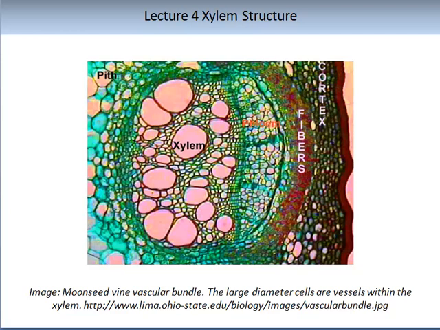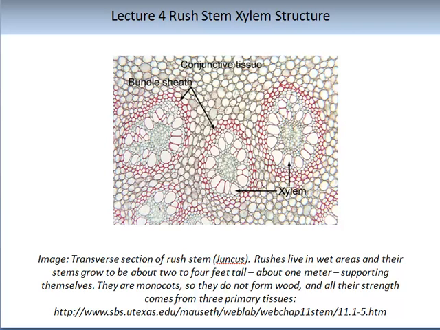This image shows the moonseed vine vascular bundles. The large diameters are vessels within the xylem. Again, you can see the xylem and the phloem structures, the pith and fibers and cortex. In the next few slides, we will be dealing in some depth with the structural components of the xylem. In your DIY practical form and function, you will be learning that monocots and dicots not only have different root compositions, but they can also exhibit different xylem structures.